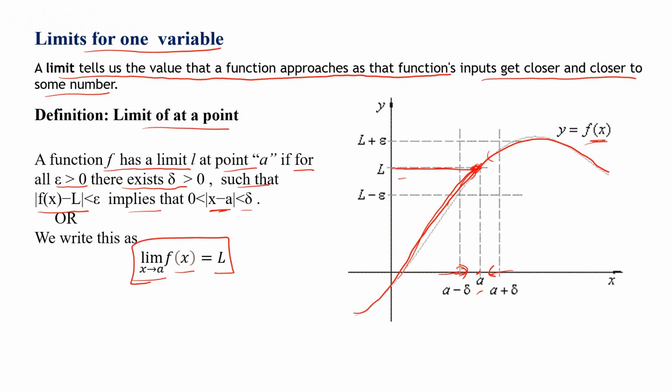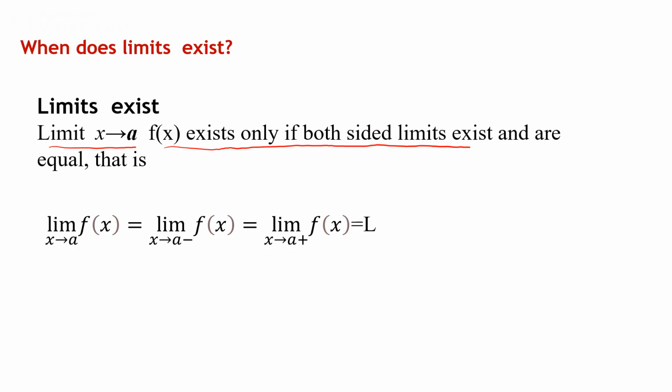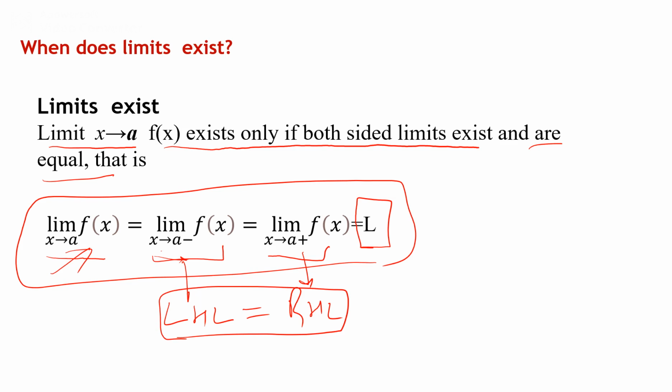So the limit of the function at point a is what? L. When does the limit exist? Suppose the limit as x tends to a of f(x) exists only if both sides of the limit exist and are equal. That is, the limit exists if the left hand limit, when x approaches a from the left side, and the right hand limit, when x tends to a plus, both give a number L. If the left hand limit and the right hand limit both exist and are equal, we can say the limit of the function at that point exists.